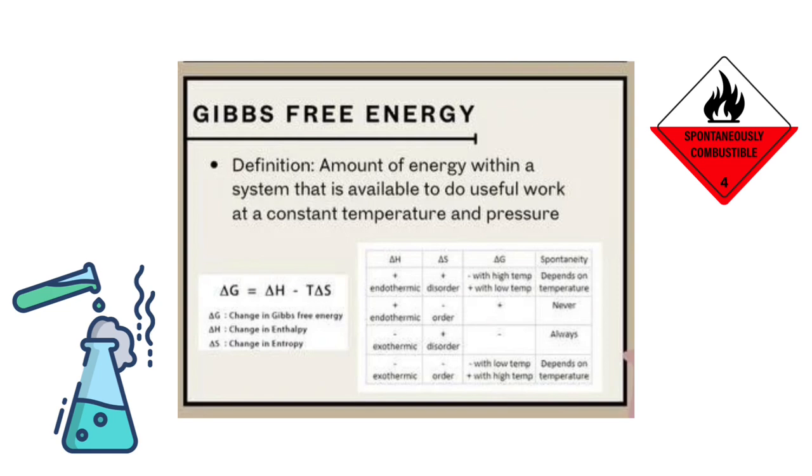Here is the important part. If delta G is negative, the reaction is spontaneous. This means it can occur on its own without needing an external energy source. If delta G is positive, the reaction is non-spontaneous. This means it needs external energy to proceed.